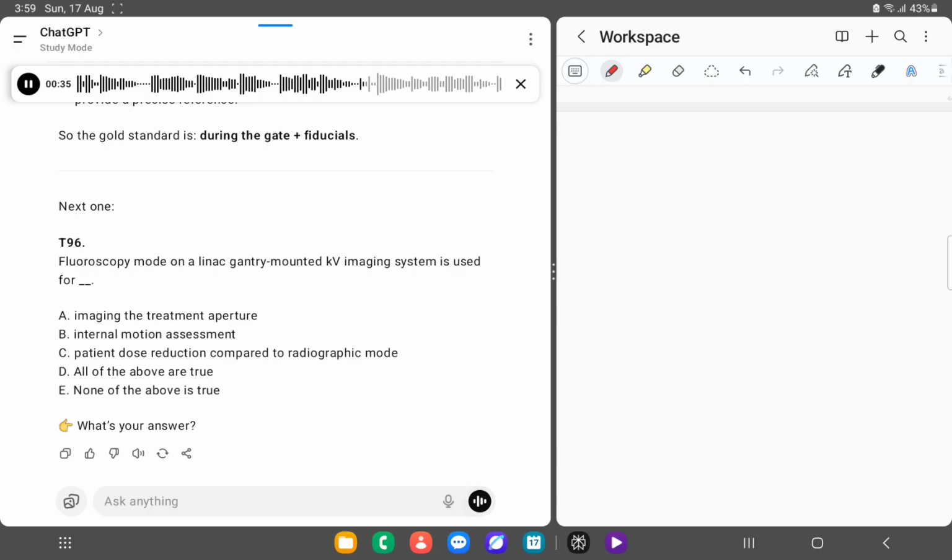Next one, T96. Fluoroscopy mode on a Linac gantry-mounted kV imaging system is used for A, imaging the treatment aperture, B, internal motion assessment, C, patient dose reduction compared to radiographic mode, D, all of the above are true, E, none of the above is true. What's your answer?